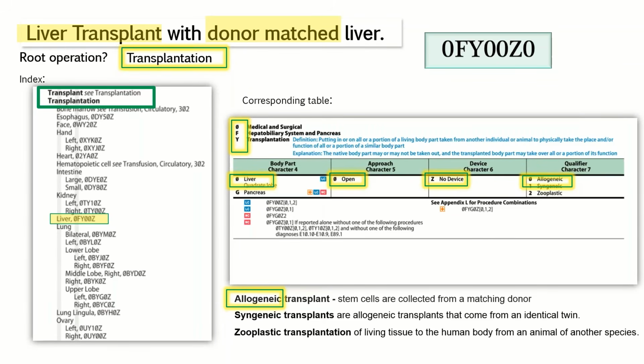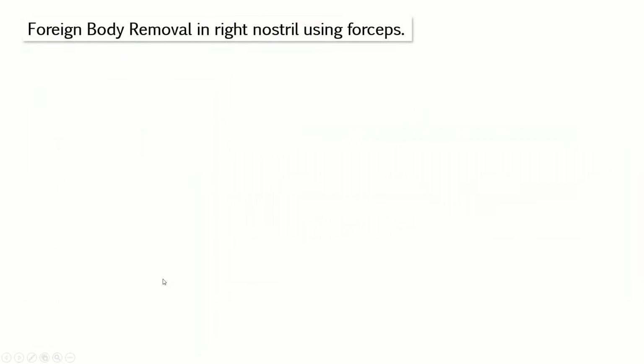All right, coders, I got another one for you. So are you ready? I hope so. Here we go. Foreign body removal in right nostril using forceps. Okay, coders, go ahead and pause if you'd like to, but if you want to continue, what is your root operation?